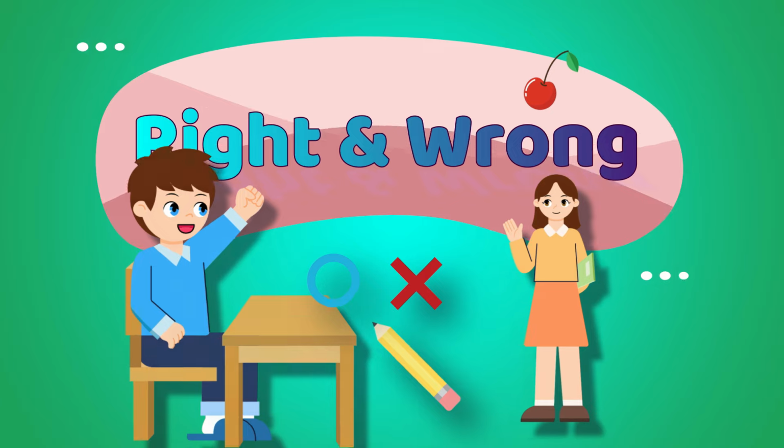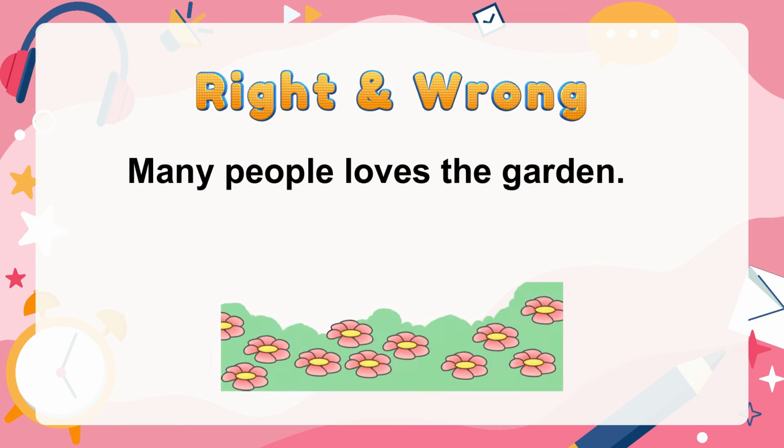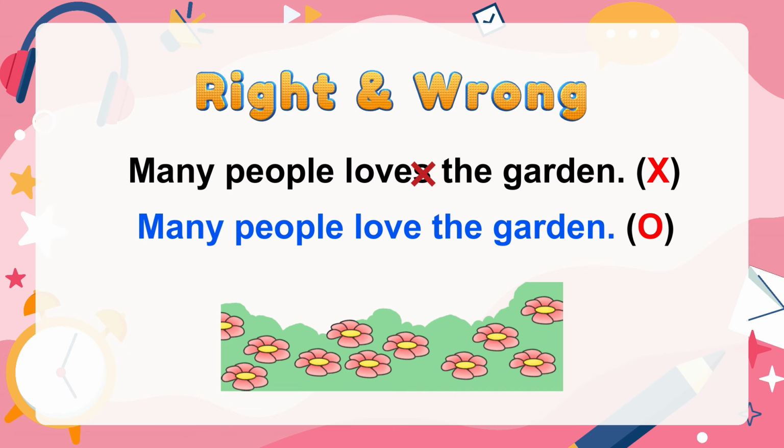Right and wrong. Now look at the right and wrong section. Many people loves the garden. This is wrong because people is plural. So the verb loves should not have an S. Many people love the garden.